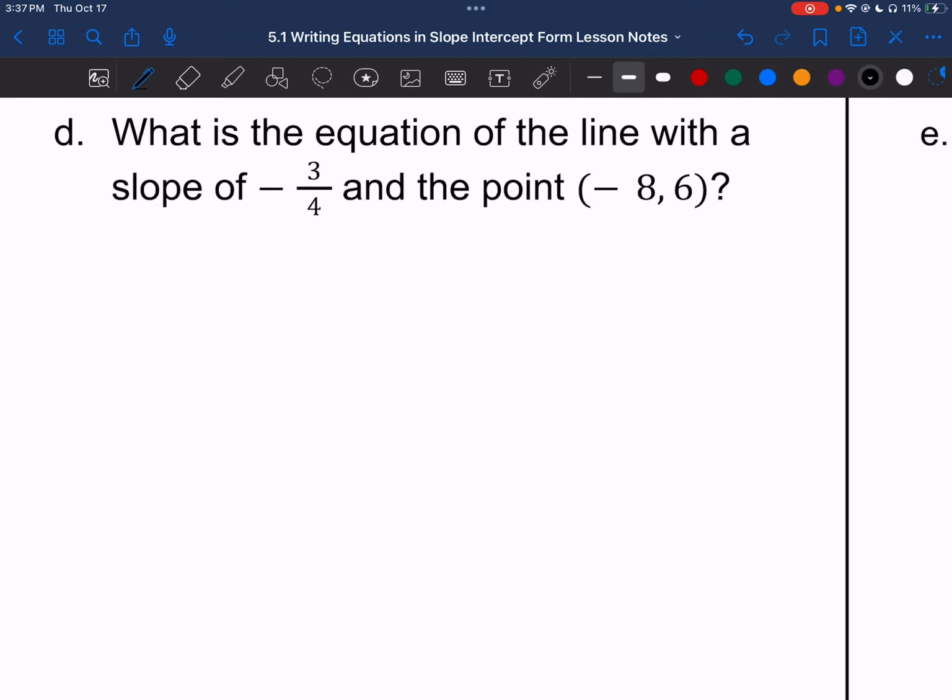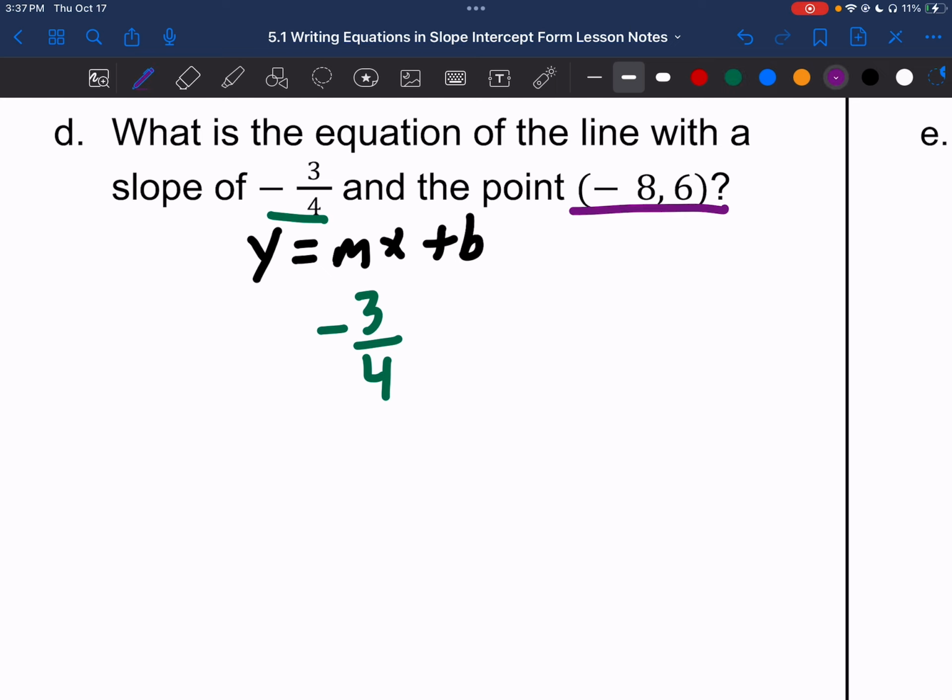All right, question D. Again, we originally are going to start off with y equals mx plus b. And we want to find what is my slope, what is my y-intercept. My slope is -3/4, so we have -3/4. And my point is at -8 and 6, so we have -8 as our x value, 6 as our y value, and we're adding b to that.